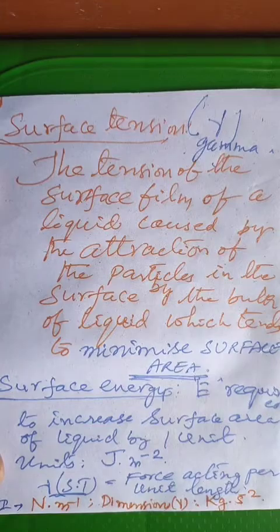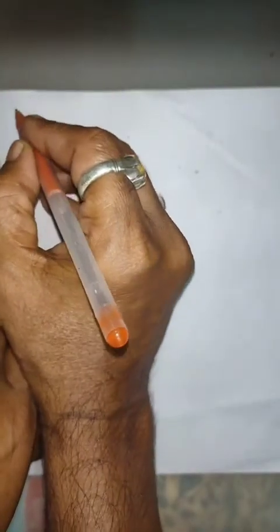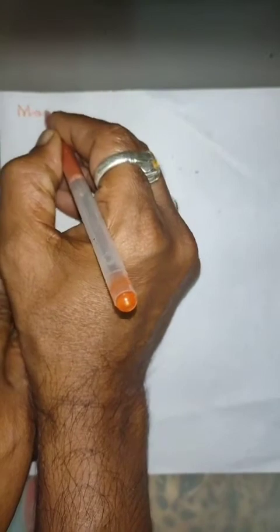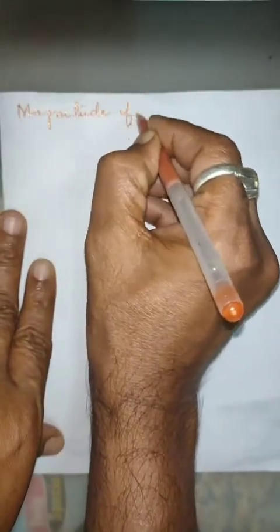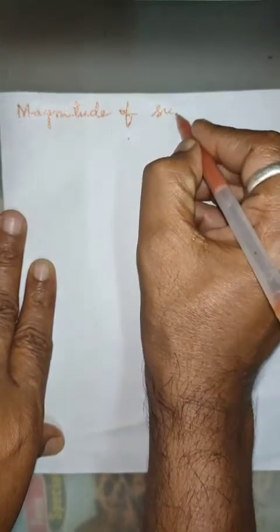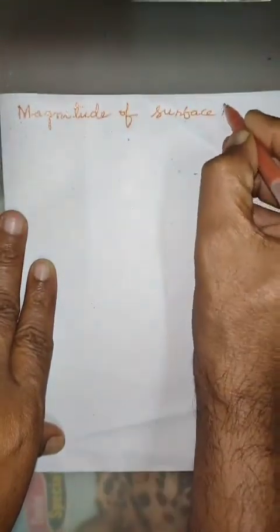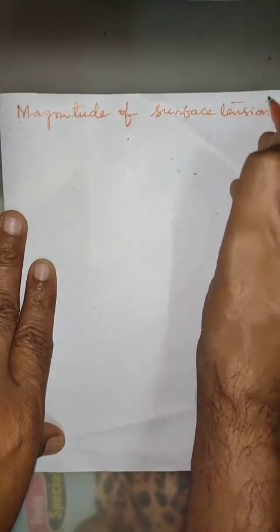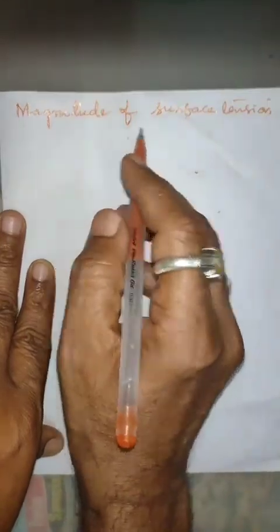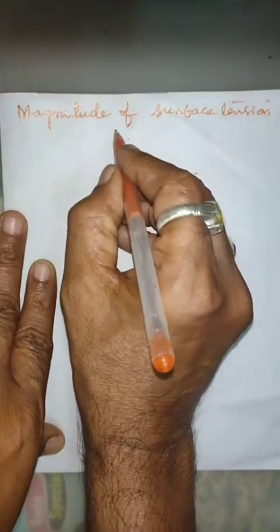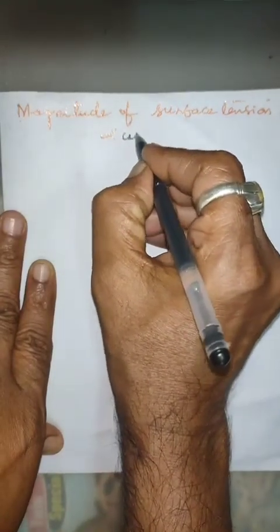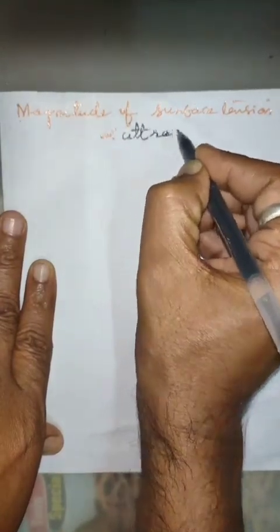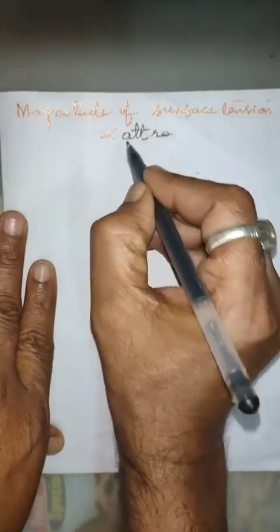One more property of liquid will be explained. Yes, magnitude of surface tension. How does it depend? It depends on attractive forces, which is directly proportional to attractive forces. More attractive forces, more surface tension, and more spherical in shape.